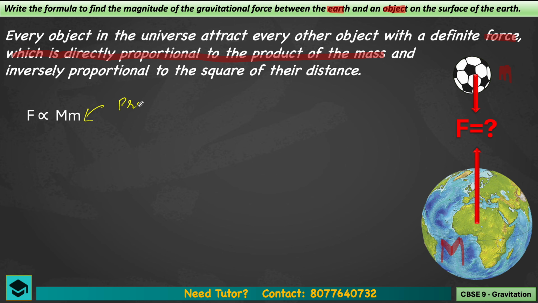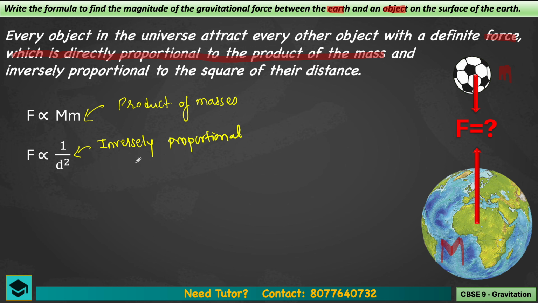The product of masses. Then force is inversely proportional to the square of the distance. Force also depends upon the distance, and it is inversely proportional to the square of their distance. Above, what was it? Directly proportional. Here the case is inversely proportional, plus it is the square of the distance.